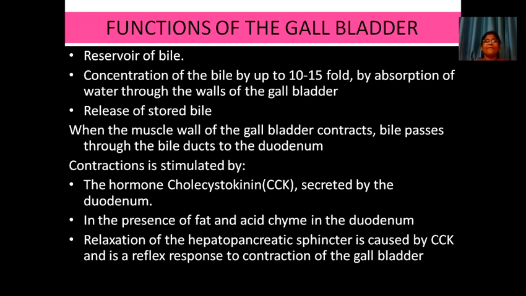Okay, all these are the functions of the gallbladder. Once again, I will explain. It is a reservoir of bile, it concentrates the bile and it releases the stored bile. The muscle wall of the gallbladder contracts and bile passes through the bile duct to the duodenum. Contractions are stimulated by CCK, cholecystokinin, one of the hormones secreted by the duodenum in the presence of fat and acid chyme, and relaxation of the hepatopancreatic sphincter by CCK lets the gallbladder contract and release the bile. Okay, all these are the functions.